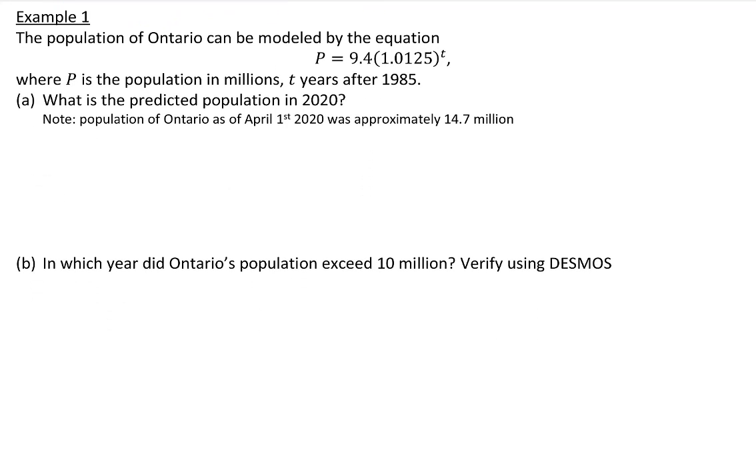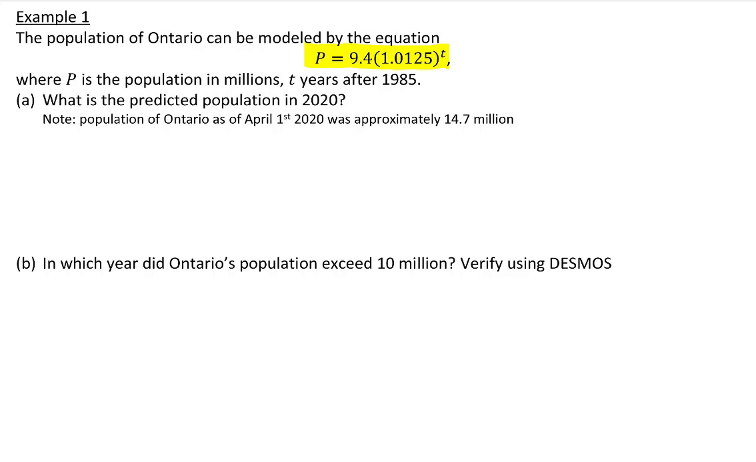So for example 1, the population of Ontario can be modeled by the equation p equals 9.4 times 1.0125 to the exponent t, where p is the population in millions and t the years after 1985. What is the predicted population in 2020?